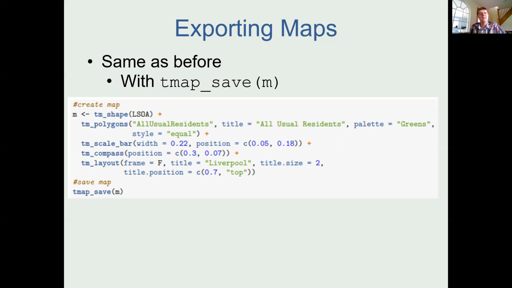One of the key things to remember about this is that when we run this code, it won't show the map in the preview, in the plot window. It will just save the map into our working directory. So you run the code and it may not be very obvious that something's actually happened, but check your working directory and you'll see a file in there.